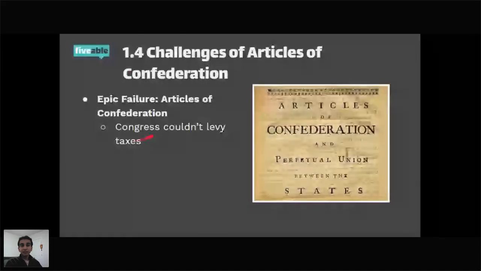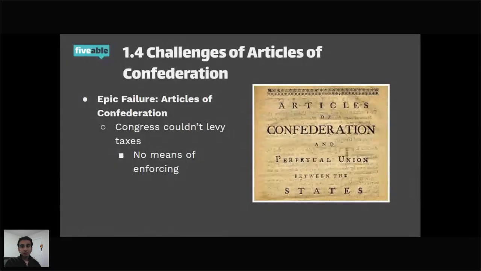Additionally, they had no means of enforcing, because if you know what the responsibilities of each of the branches are, the executive branch enforces, the legislative branch makes the laws, the judicial branch interprets the laws. The legislative branch can make the laws all they want. However, if there's no executive to actually enforce those laws and make sure they're applicable to the people, then it's really no use. So that's why, again, epic failure.